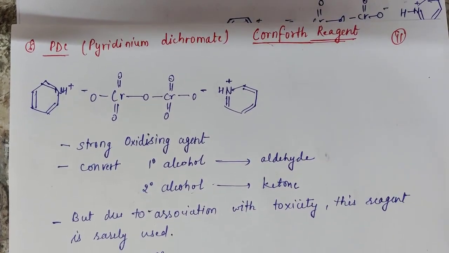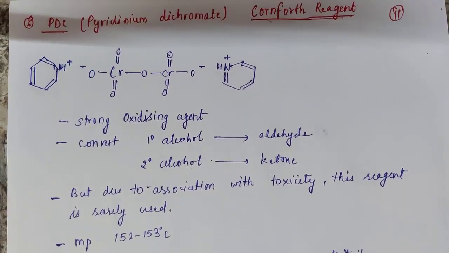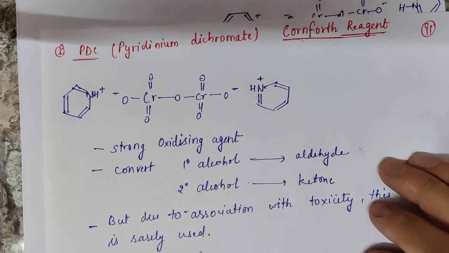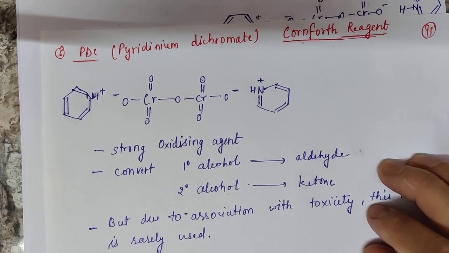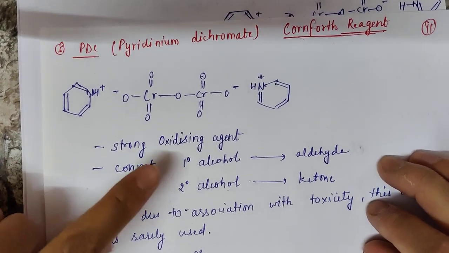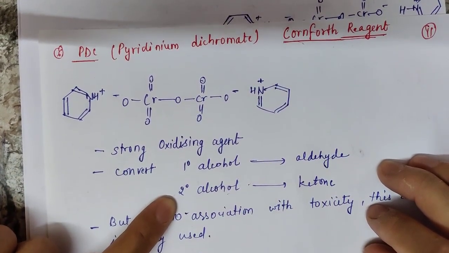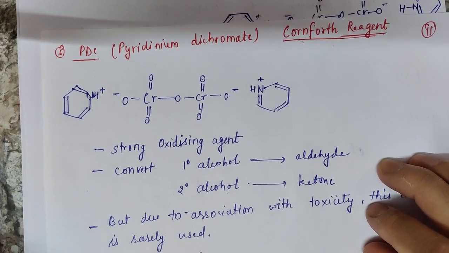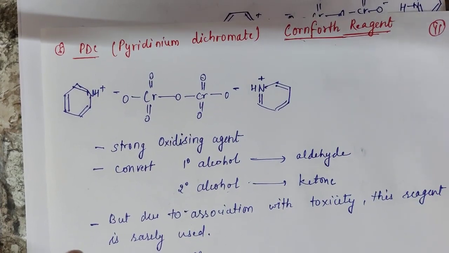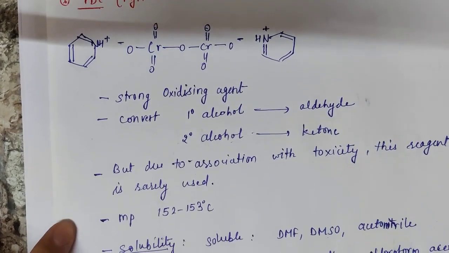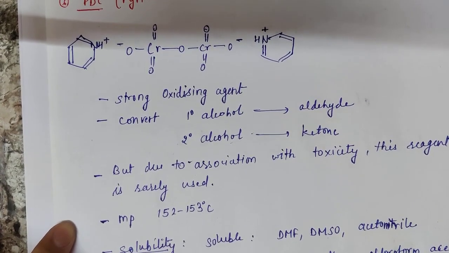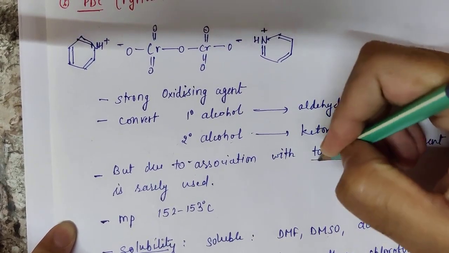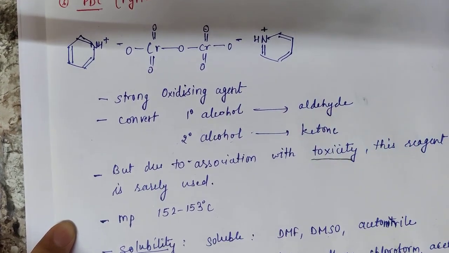Okay, so now this is a stronger oxidizing agent, but it only converts primary alcohol to aldehyde and secondary alcohol to ketone, similar to PCC. But this PDC is rarely used because it is associated with toxicity. So this reagent is rarely used.